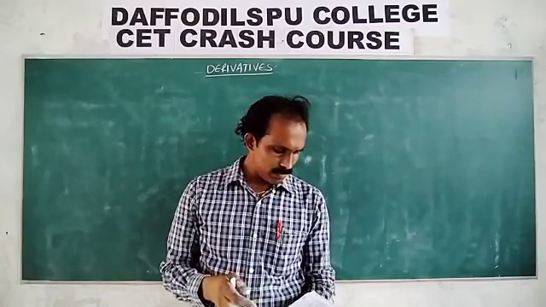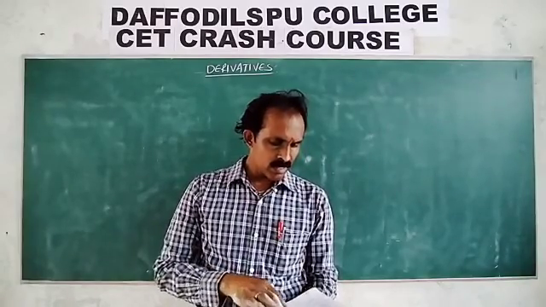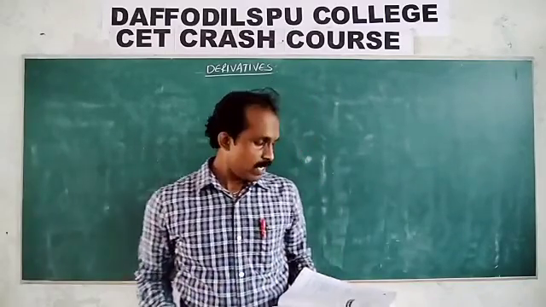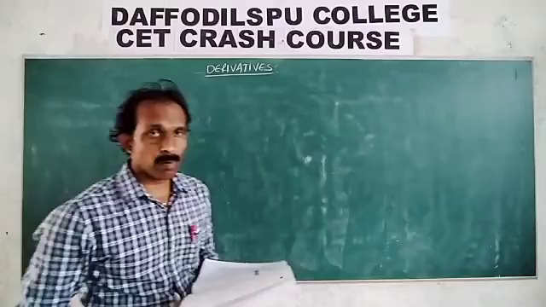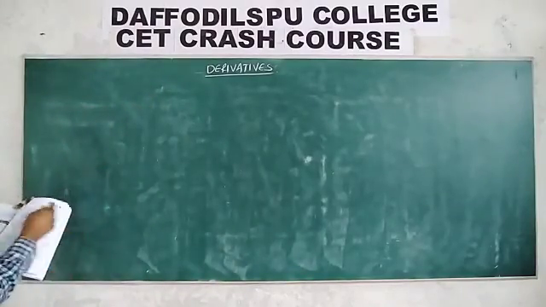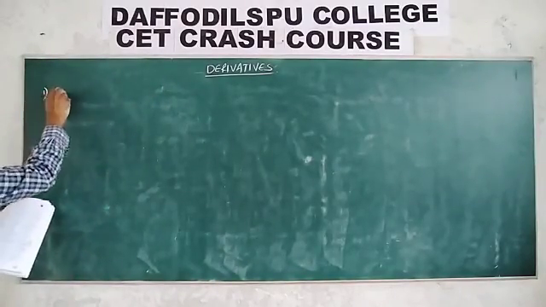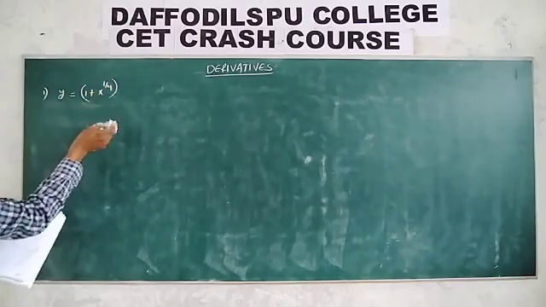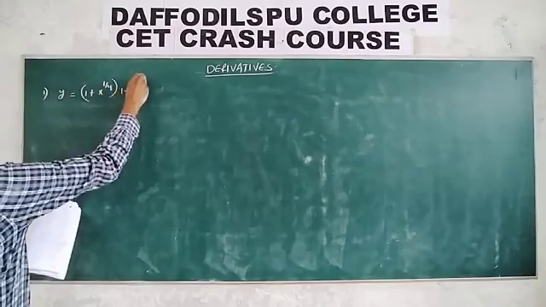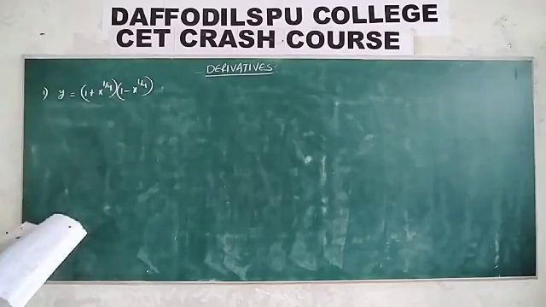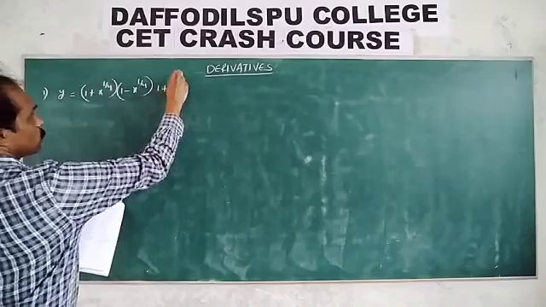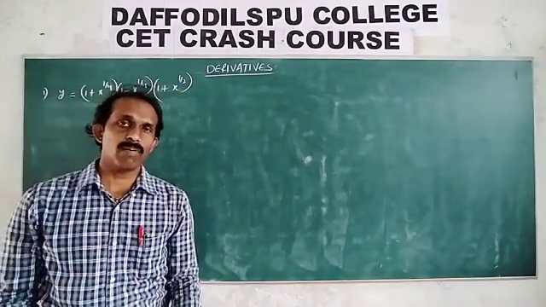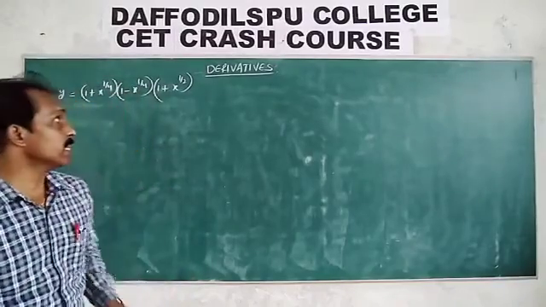What about the chain rule? Right. Now see the first question. If y is equal to 1 plus x to the power of 1 by 4, I will write the last term like here: 1 minus x to the power of 1 by 4 into 1 plus x to the power of 1 by 2. Clear? Okay, then find dy by dx.